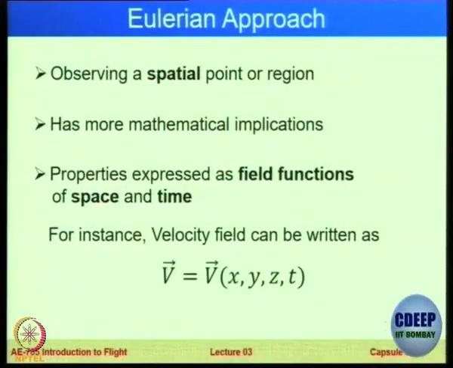So look at, for example, the velocity field. The velocity field can be written as a velocity v, which is a vector, which is a function of the location in the Cartesian coordinates x, y, z and time. So it can vary as x varies or y varies or z varies or t varies or any of these vary, correct. That is a velocity field.